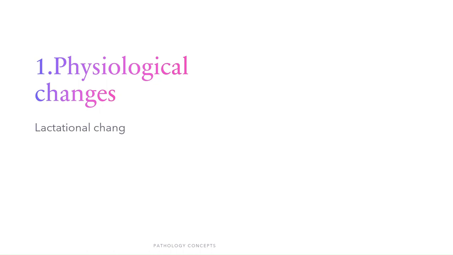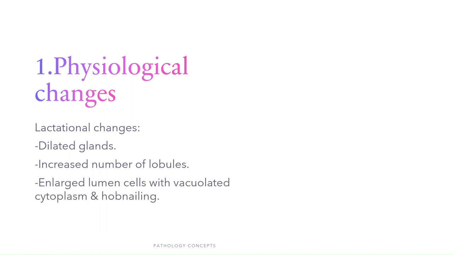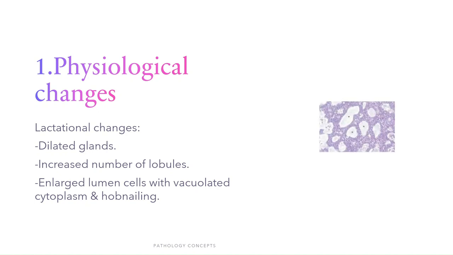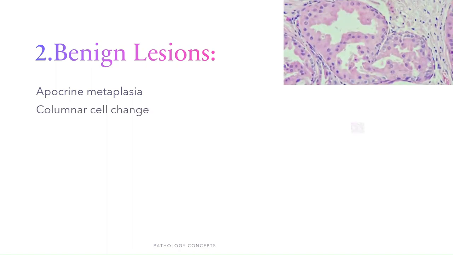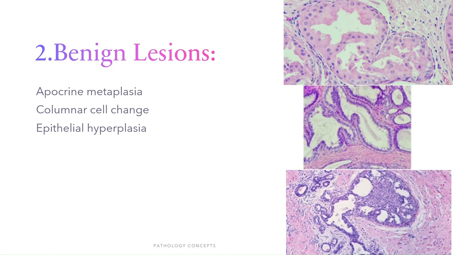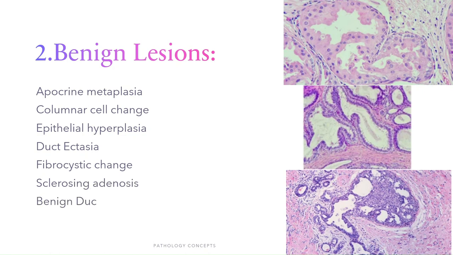Let's see physiological changes. In the lactational state, a few changes occur. They are physiological, not pathological. Dilated glands are observed, with an increased number of lobules. Luminal cells will enlarge with vacuolated cytoplasm and hobnailing can be seen. Second is benign lesions. A few benign lesions are apocrine metaplasia, columnar cell change, epithelial hyperplasia, duct ectasia, fibrocystic change, sclerosing adenosis, benign ductal papilloma, mastitis.